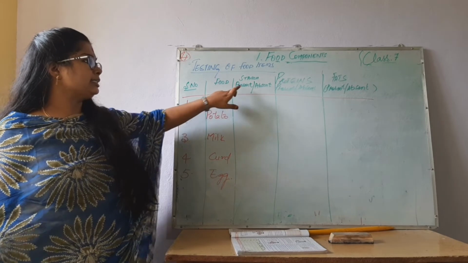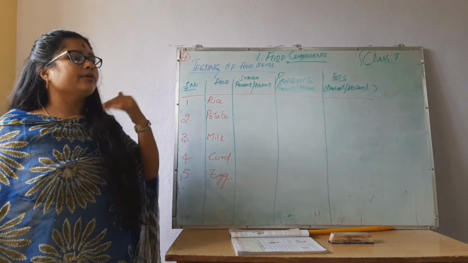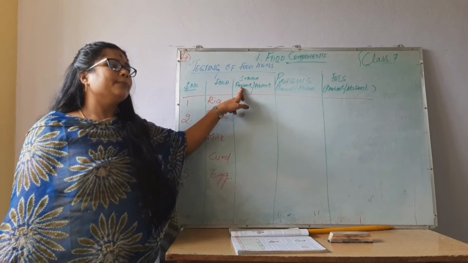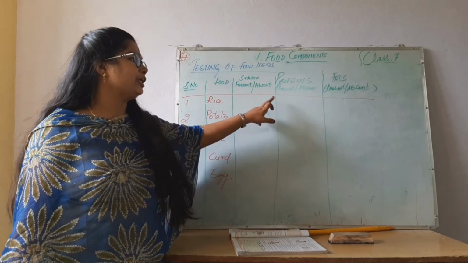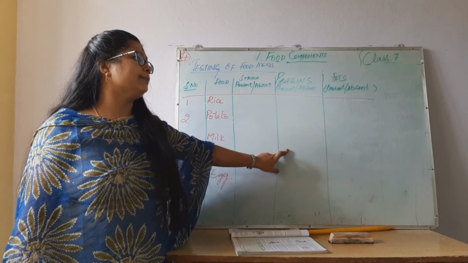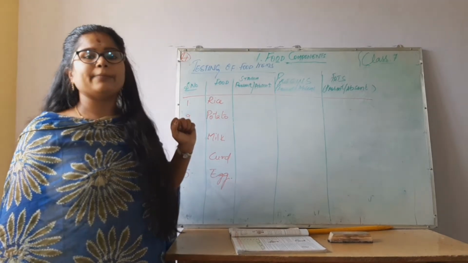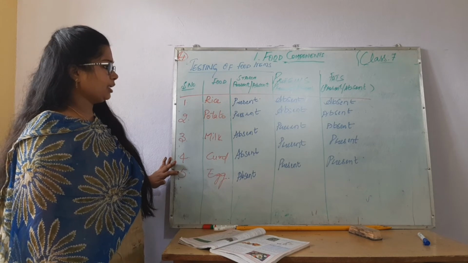If the rice contains starch, then if you add iodine solution to it, it becomes blue or black. If milk and curd contain proteins, they turn violet or purple. If they contain fats, the paper turns translucent. These are the food items we are going to test.